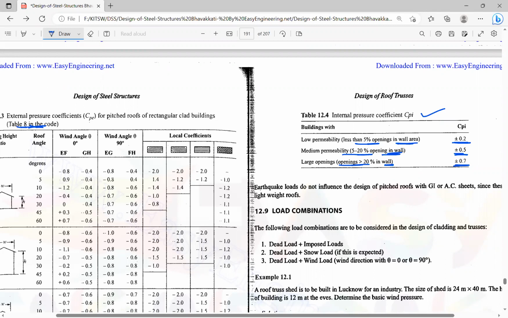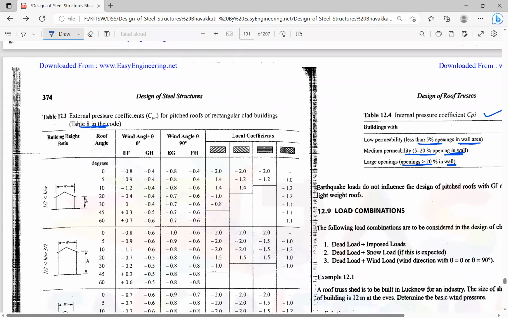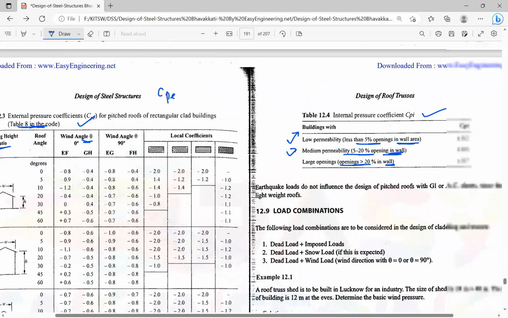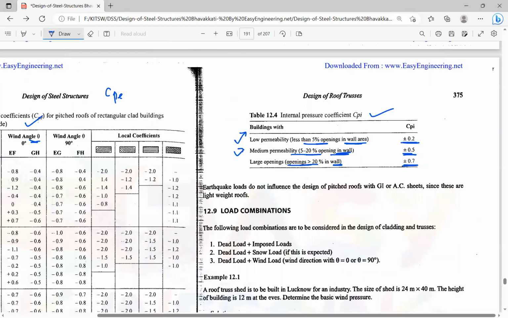External wind pressure coefficient depends upon the wind angle and height of building. So the building height ratio H by W and the wind angle determine the external wind pressure coefficient CPE. CPI depends upon the permeability. Internal pressure coefficient depends upon permeability. For low permeability, 5% of wall opening, the internal pressure coefficient is plus or minus 0.2.